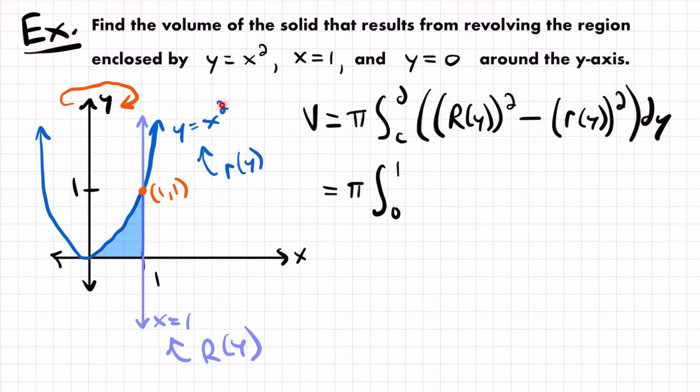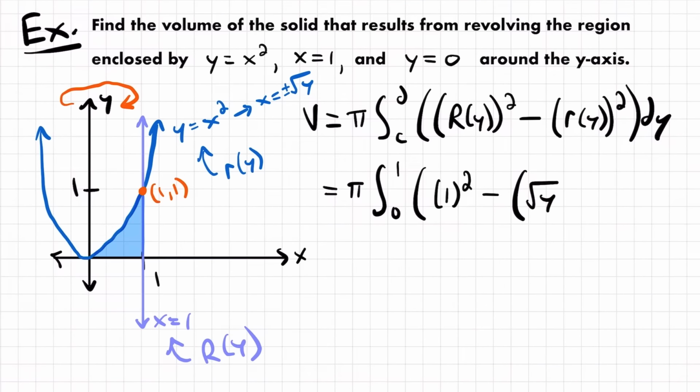But now remember, y equals x squared is in terms of x, and so we need to solve this for x and have it in terms of y. And so if we do that real quick, we just have to take the square root of both sides of this equation. We will have that x is equal to plus or minus the square root of y. And now in this case, this is the positive side of that function, and so we just need to work with the positive square root of y, and so that will be our inner radius. Okay, so now back to our definite integral. We will have capital R of y, which is x equals 1, so we just have 1 squared minus small r of y squared, our inner radius, which will be the positive square root of y.